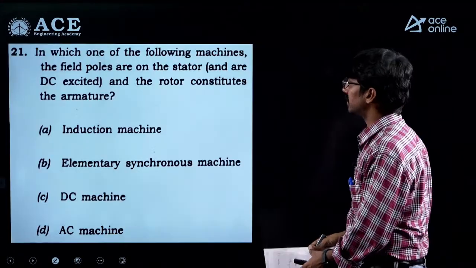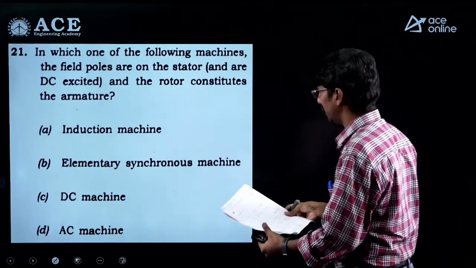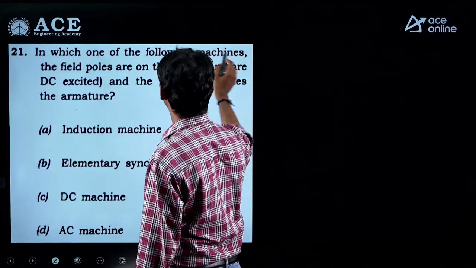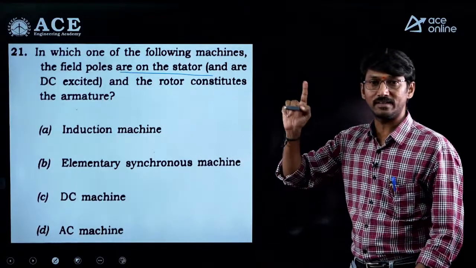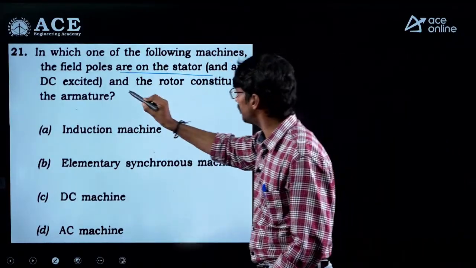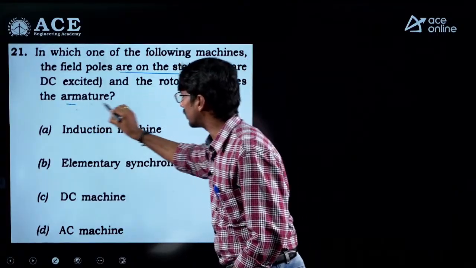Right? Next question is, which one of the following machines, the field poles are on the stator. Field poles on stator means stator is acting as a field system and the rotor constitutes the armature.